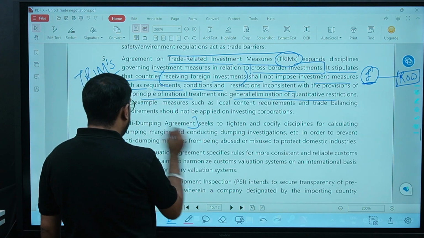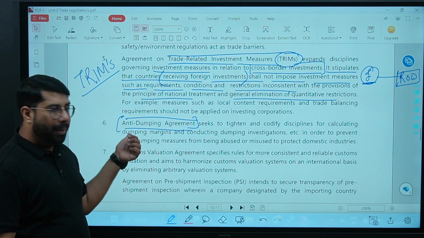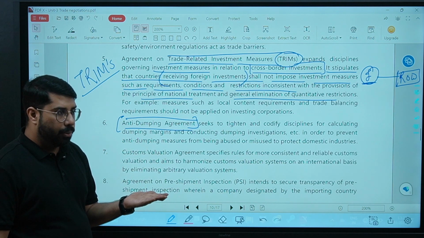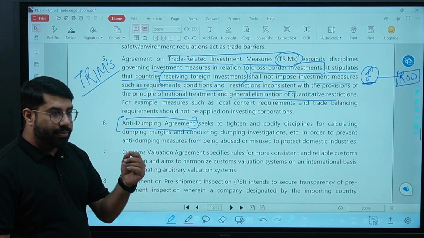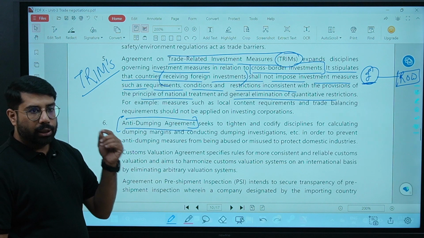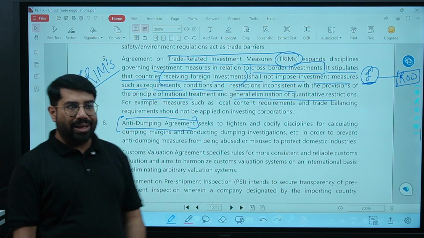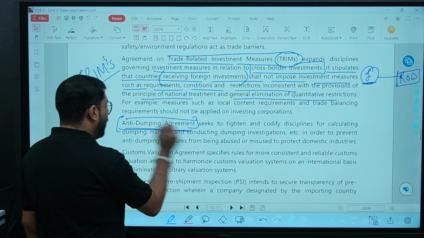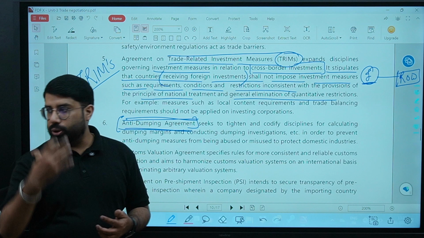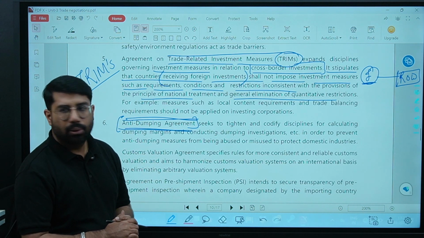Next, agreements on anti-dumping. Countries will make agreements to stop the dumping of goods from one country to the other, because dumping has a very negative effect. What is the negative effect? Dumping is going to destroy the domestic market of the other country. So that is the reason many countries form an anti-dumping agreement, which is basically formed for the purpose of stopping dumping of goods and services. Are we clear with the things? Yes or no?